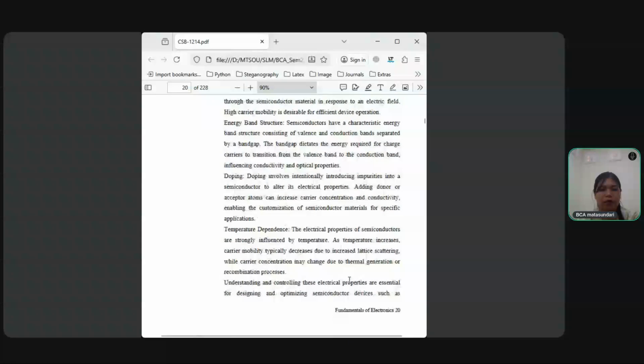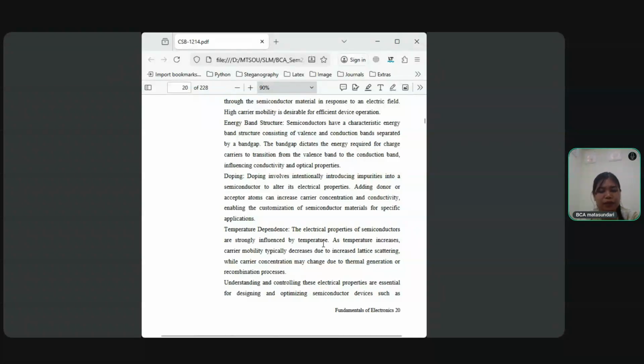Next, doping. What is doping? Doping involves intentionally introducing impurities into a semiconductor to alter its electrical properties. Adding donor or acceptor atoms can increase carrier concentration and conductivity, enabling the customization of semiconductor material for specific applications.